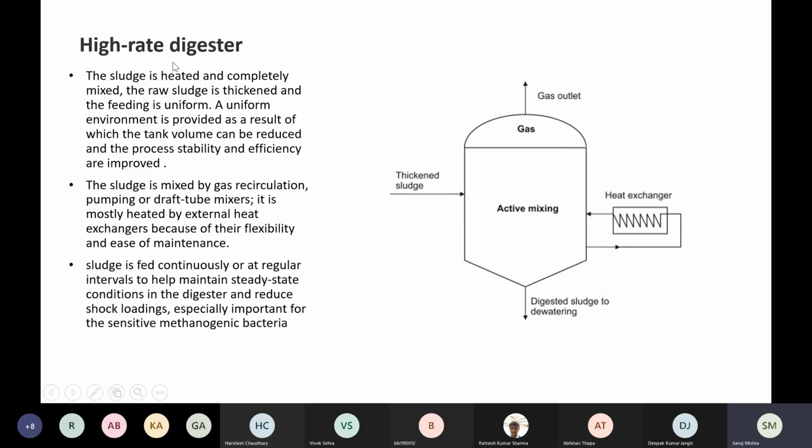The second one is called a high rate digester. The only difference here is that the sludge is heated and completely mixed. What you see here is a heat exchanger which is coupled, and there is active mechanical mixing of the sludge which occurs here.